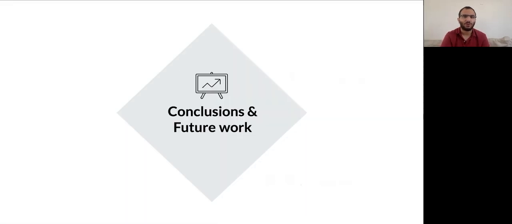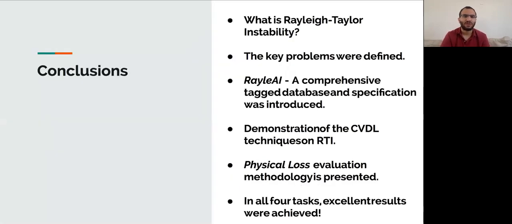We will now present our future plans and conclude our work. So first, we presented what the Rayleigh-Taylor instability is. Secondly, we presented the importance of simulations and showed that there is a gap between simulations and physical experiments. We then defined 4 key problems that we tend to solve via CVDL, together with a novel evaluation methodology named physical loss. Finally, we presented the different CVDL techniques that solve each one of these 4 problems and show its results with the new methodology.